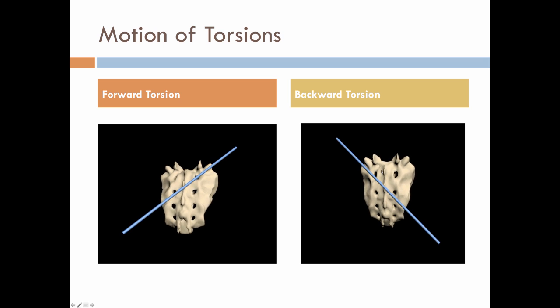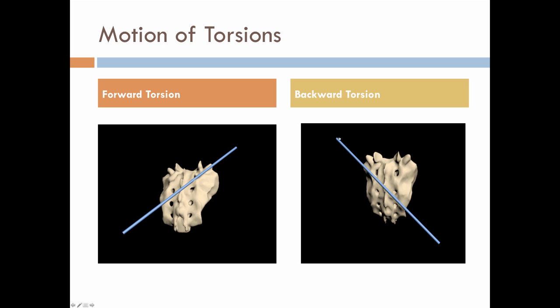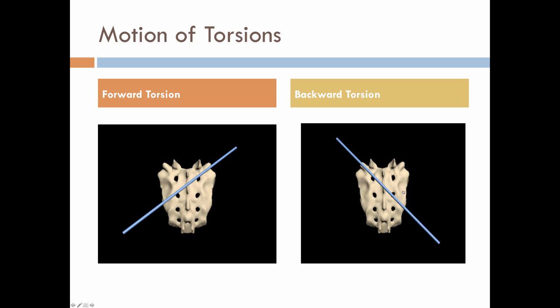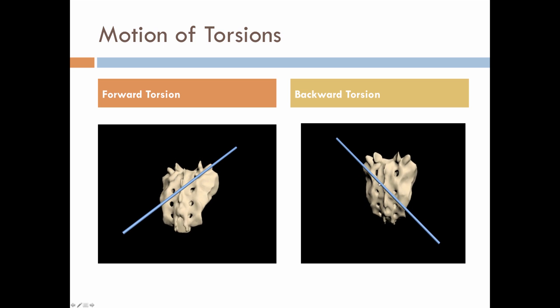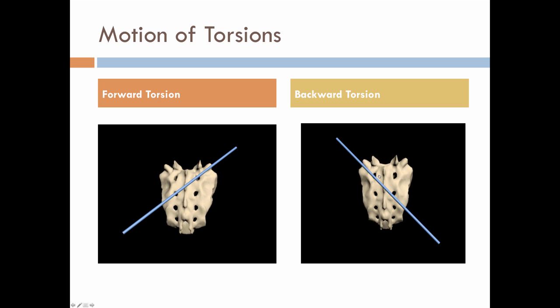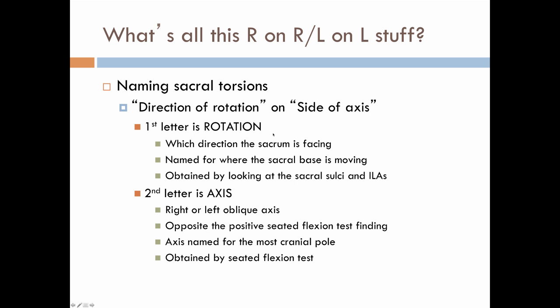And again, the sacrum is still looking to the right, but it is occurring around a left axis. So this is a right on left torsion, which would be a posterior or backward torsion. So again, what the letters represent: the first letter is the direction of rotation. The second letter names the axis.